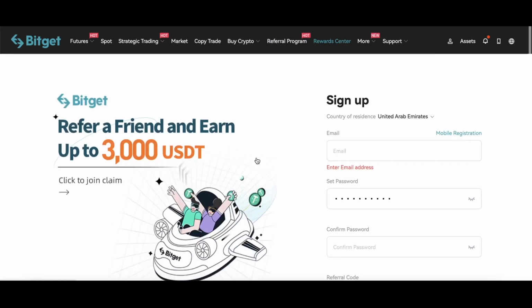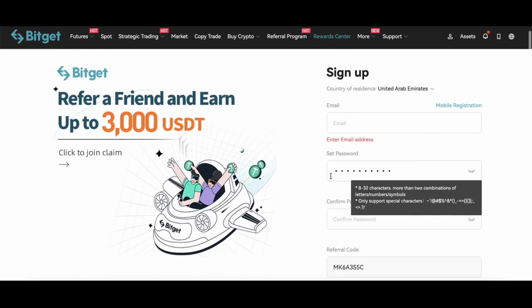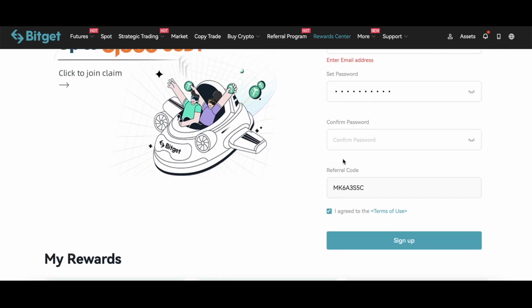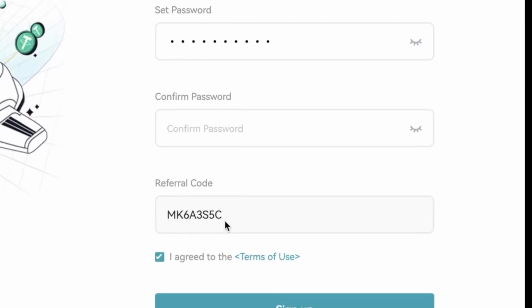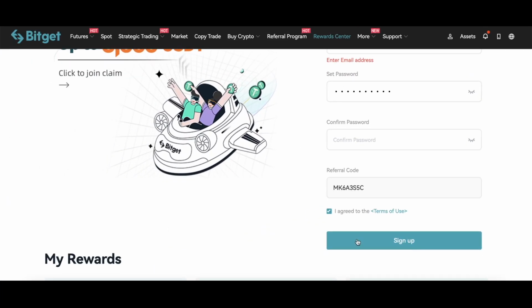But first, let us create accounts together. So if you scroll a little bit up, you can type in your email address, set your password, and also get in touch with the referral link. Then after you agree with the terms and conditions, you click on sign up.